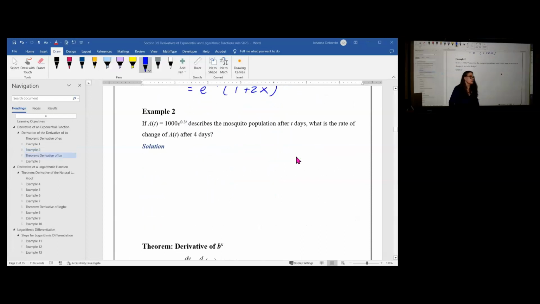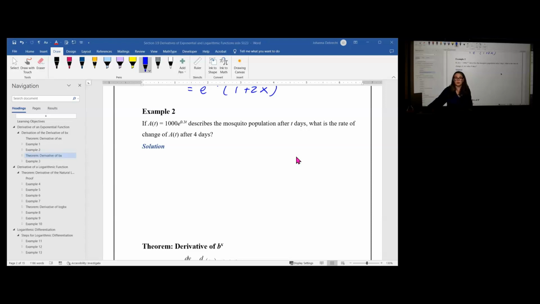In example 2, we're given that A of t is 1,000 times e to the 0.3t. This describes the mosquito population in an area after t days. We want to know what the rate of change of A of t is after 4 days. A probably represents amount. This is the number of mosquitoes present at a particular time. We want to know how fast the number of mosquitoes is changing after 4 days.